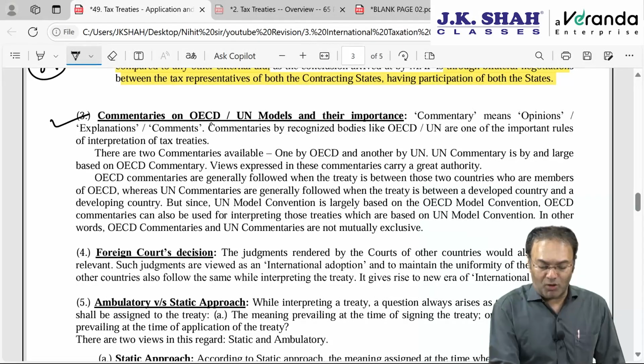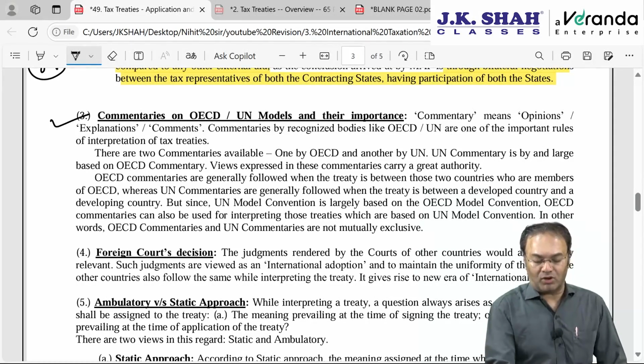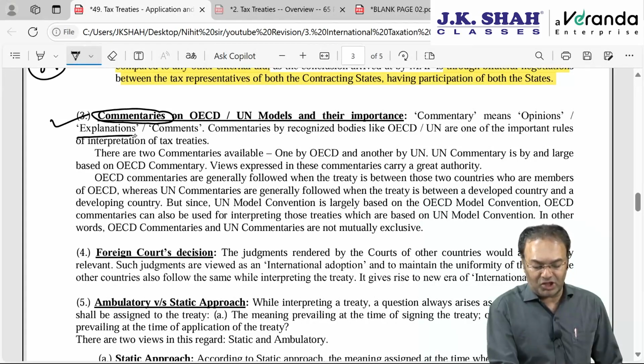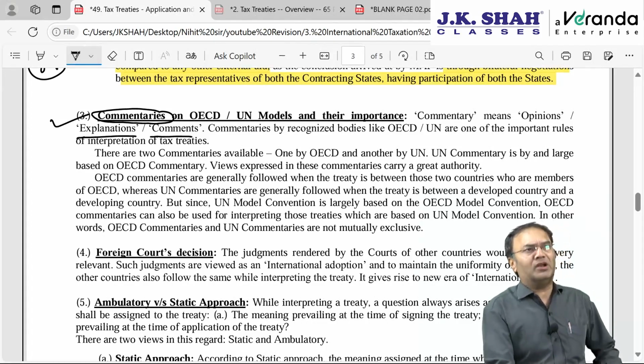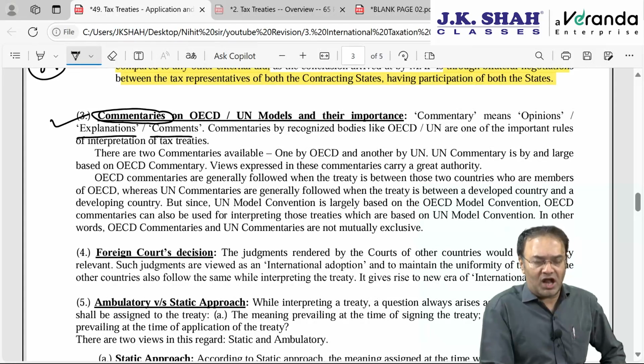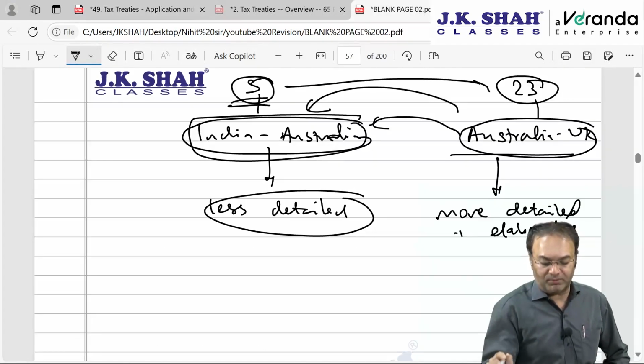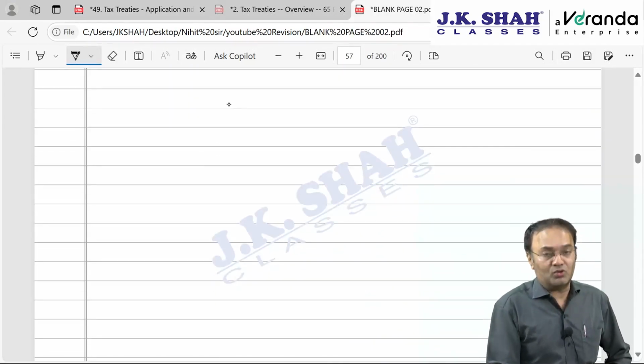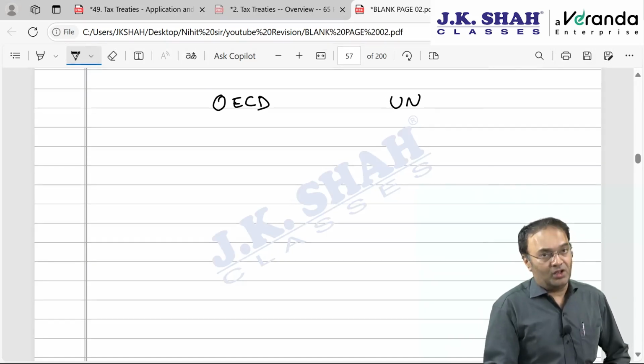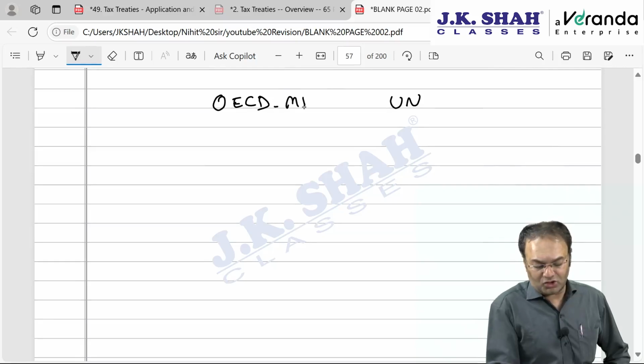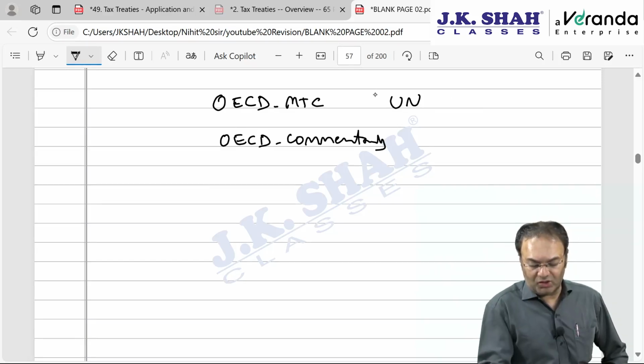Next one is commentary. Commentary on OECD and UN model and their importance. What is commentary? Commentary is nothing but explanations or comments or opinions. Not the cricket commentary, not that way. Commentary is basically opinions of different people. Now internationally, there are two bodies which provide their commentary. One is OECD, one is UN. These two have their model tax conventions also, OECD MTC, and we will have OECD commentary also, which is prepared by OECD only. On the other hand, we will have the model tax convention by UN and also commentaries by UN.